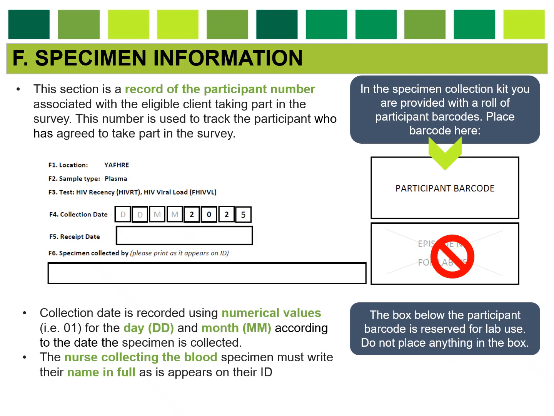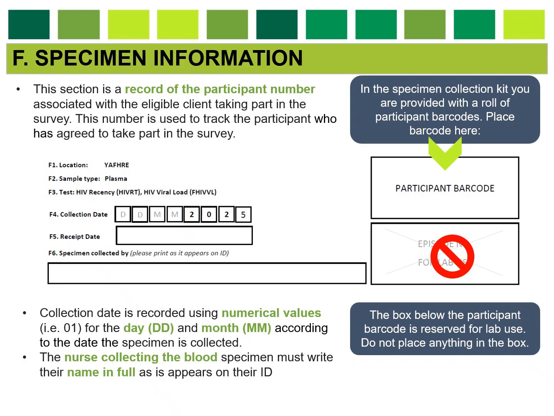So once you've recorded the lab track information, both on the form as well as the log, a sample will then be taken. This is where we place the participant barcode. There's a strip of barcode, so it's provided in the kit, and this is where you will be placing those barcodes. So not on the front, not anywhere else, just in the box that says participant barcode.